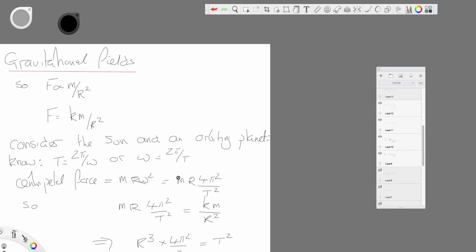Now he said this is the centripetal force, and this is the force causing the circular motion. So this mr 4π² over T² equals km over r². If we rearrange that, then we get r³ times some constant equals T².